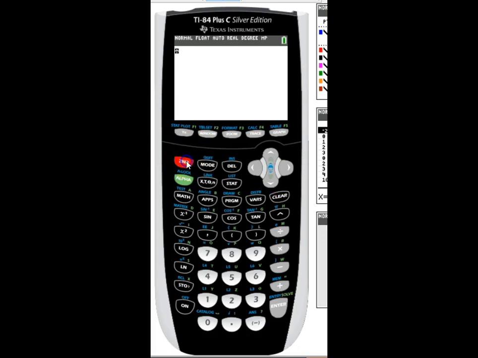We push second, then the cosine button. That gives us second cosine, and you'll notice up here it says cosine to the -1. We put 0.87 in there and push enter. It tells us that this angle is 29.5 degrees. Let's go on and do the next one.